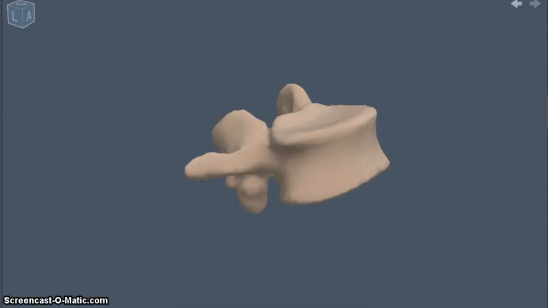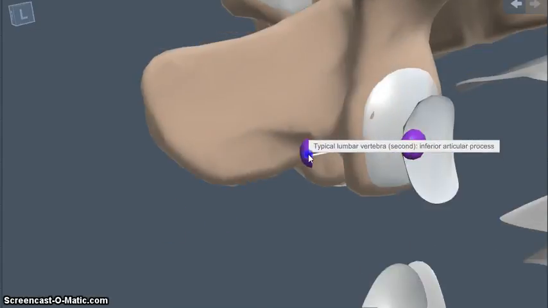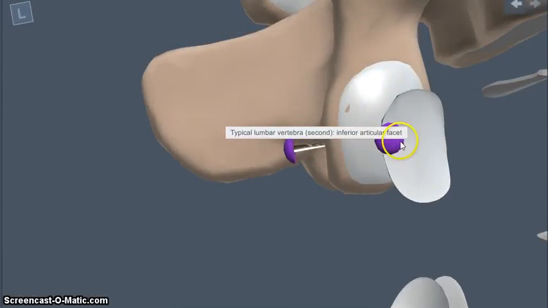Next, we're going to look at the pedicles. Another structure we're going to look at is the inferior and superior articular processes. This is the inferior articular process, and that's the inferior facet.